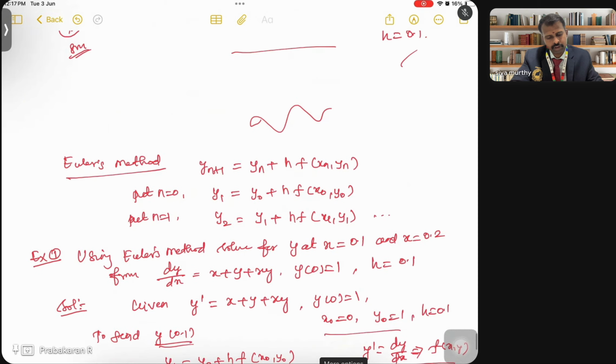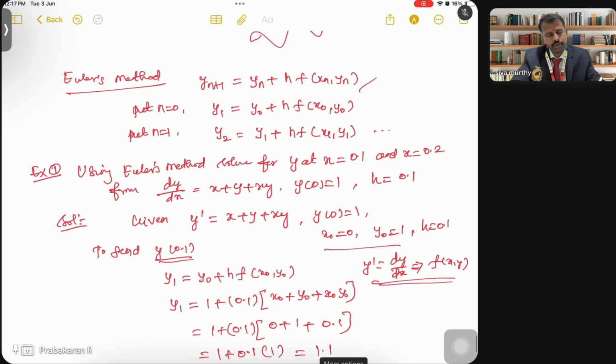Already we know the general formula. The formula is y n plus 1 equal to y n plus h f of x n comma y n, right? This is our fundamental formula for Euler's method. So put n equal to 0, then we get y1. So y1 equal to y naught plus h f of x naught comma y naught, and put n equal to 1 means we get y2. So y2 equal to y1 plus h f of x1 comma y1, like that.